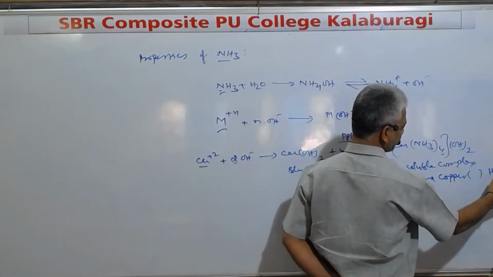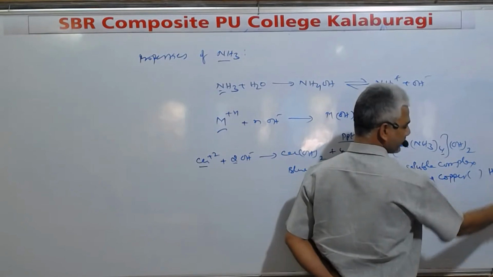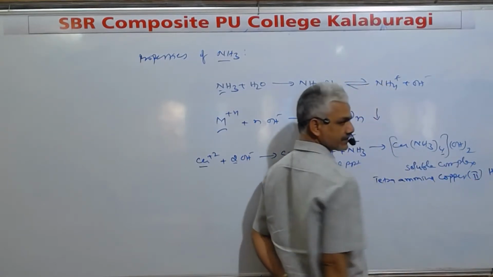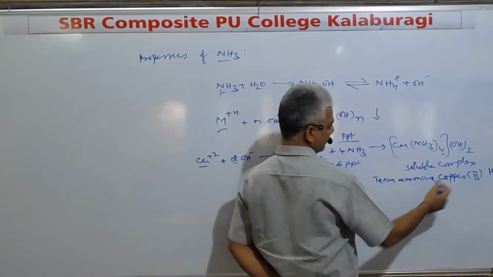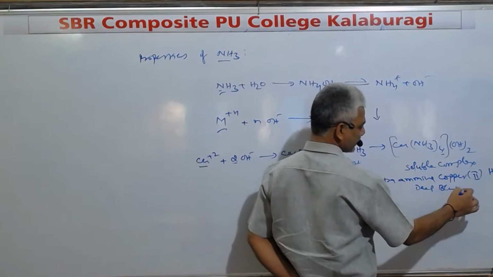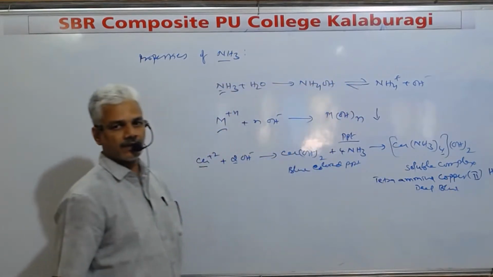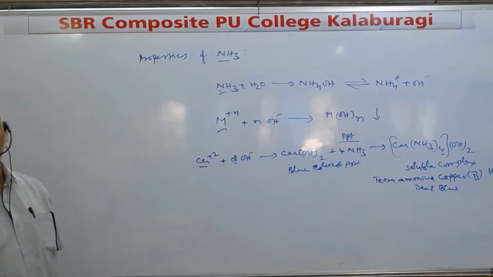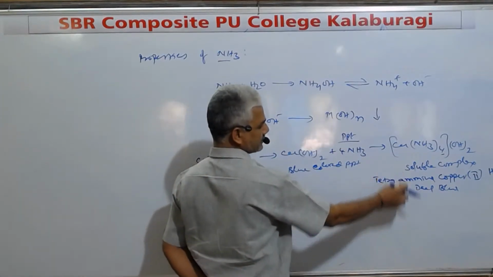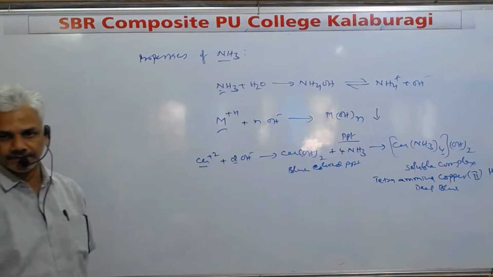The external part is hydroxide. In this, the copper oxidation state is plus 2. So you write it like that. And the color of this complex compound is deep blue or dark blue. So the precipitate is soluble due to formation of this soluble complex.